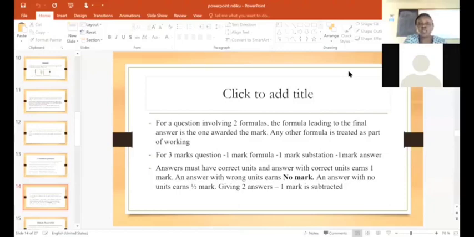In the case you give 2 answers, this is treated as a contradiction. So you have a penalized mark. If you give 2 answers, leaving it for the examiner to choose which answer is correct, you will be subtracted a mark.